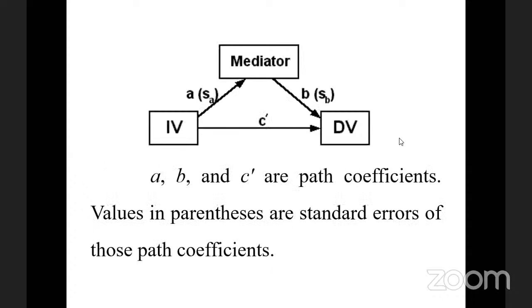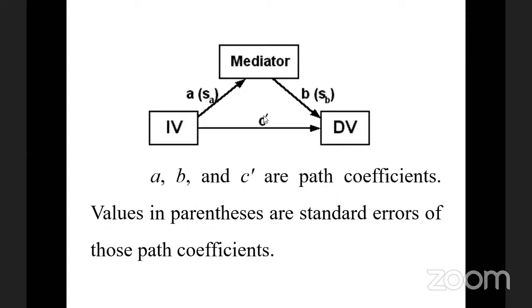Now, what is the Sobel test? It is a very important test to find the indirect effect. Here we can see there are three variables: DV, IV (the independent variable), and the mediator. The direct effect is C dash, and the indirect effect is A multiplied by B. A, B, and C are the path coefficients.